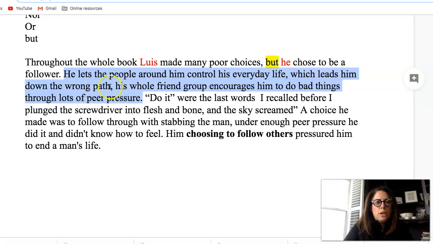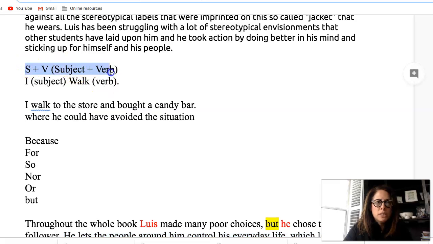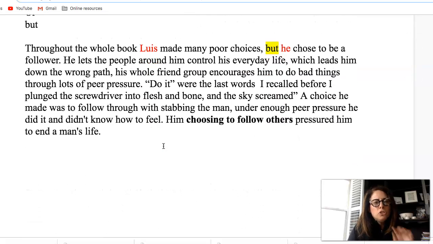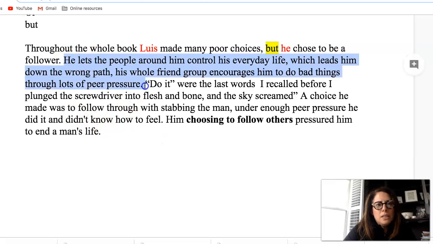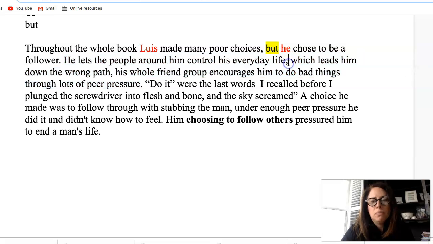Okay, so again, I already told you, and you know this from a long time ago, that this is a sentence, a subject and verb. But it gets trickier when we begin to write with more complexity, which is what you're doing, which is exactly what you should be doing. And that's what this writer did. So let's dissect this to see what we need to do to make this 2 sentences, because when I read it, he lets the people around him control his everyday life. She could have just said that, right? And she could have put a sentence there.